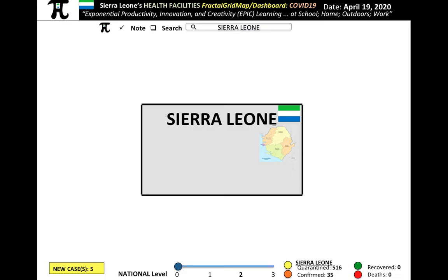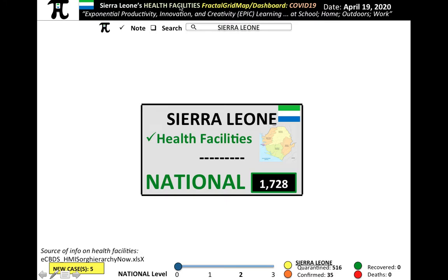Even though there is no death in Sierra Leone, we should be focusing on how to deal with cases as the number of incidences grow. So let's look at the health facilities which are available. And at a national level, there are 1,728 health facilities. So using the Fractal Grid map, we can see that this is the situation at a national level, which is considered as level 0.